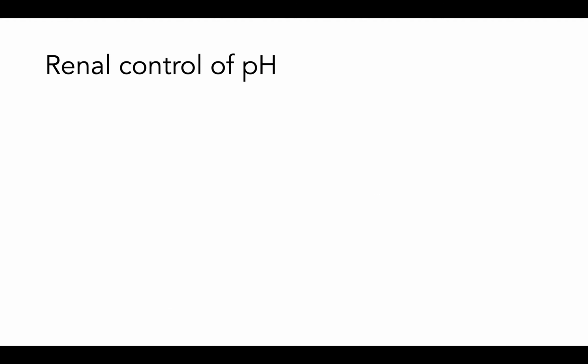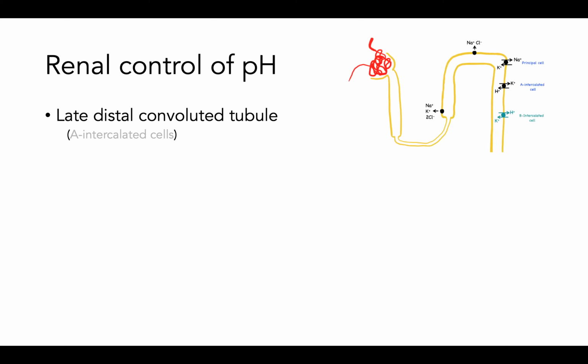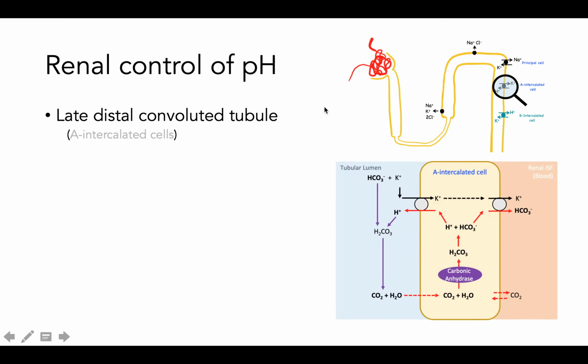So let's get back to renal control of pH in a bit more detail. So we've already said it occurs in the late distal convoluted tubule in alpha intercalated cells. So if we zoom in on this particular cell type, we get a diagram like this, which I pulled straight out of a textbook, and it just looks horrendous, doesn't it? But don't worry, so the first thing to do as always is just simplify these things.